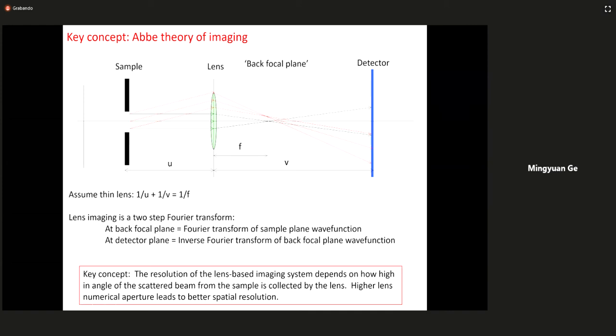Also, the size of the zone plate plays a big effect on the resolution. Because if the zone plate is very small, it cannot collect the signal scattered to high angles. So remember, the high angle signals give the high resolution. If the zone plate is small, we miss the high angle scattering, and we also reduce the resolution. So this is also a very important concept.